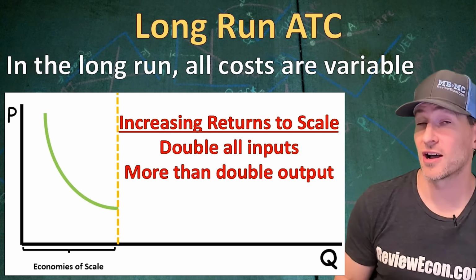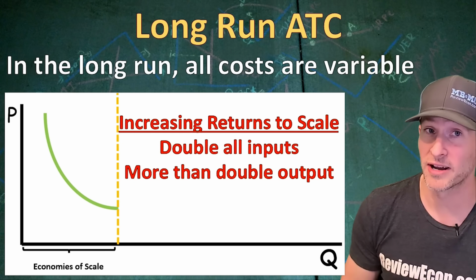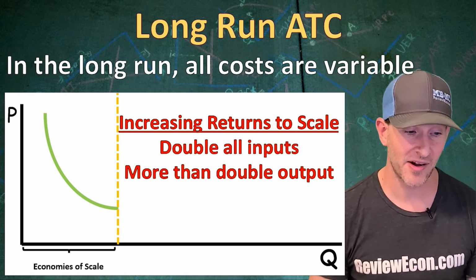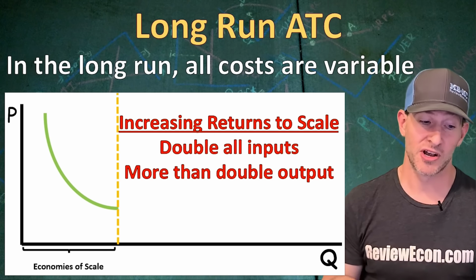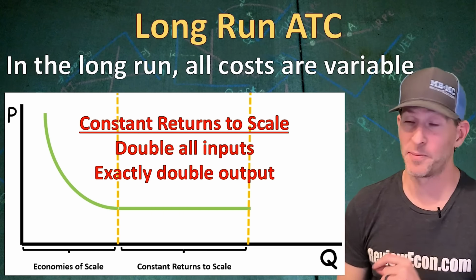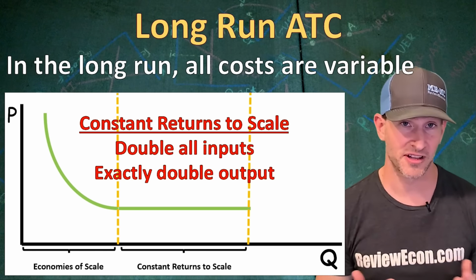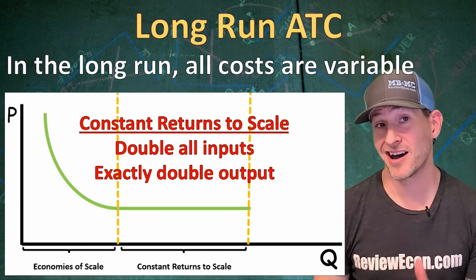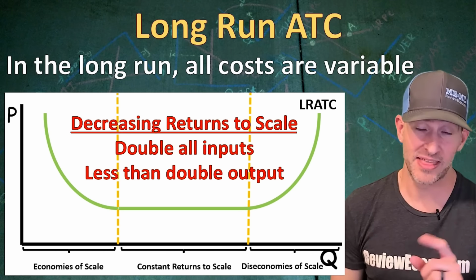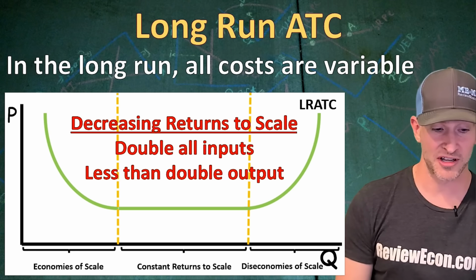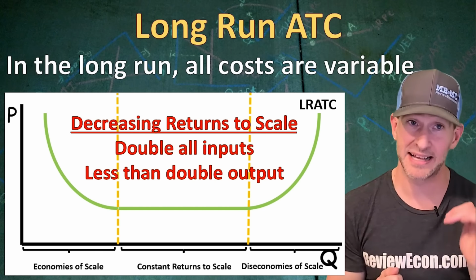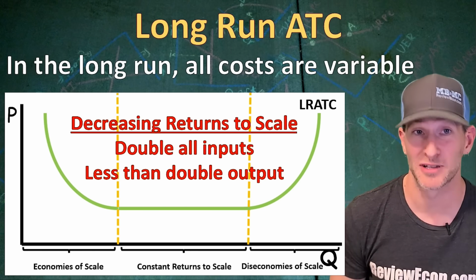Now, in the long run, all costs are going to be variable. We could see a long run average total cost curve. And as that average total cost curve is downward sloping, we call that economies of scale. Mathematically, as we double inputs, we're going to see more than double output, and we call that increasing returns to scale. In the middle point there, we could see a horizontal portion of the long run average total cost curve. There we call that constant returns to scale. We are doubling our inputs and getting exactly double the output. And then when our long run average total cost curve starts to upward slope, we call that diseconomies of scale. Mathematically, as we double our inputs, we will get less than double the output. We call that decreasing returns to scale.